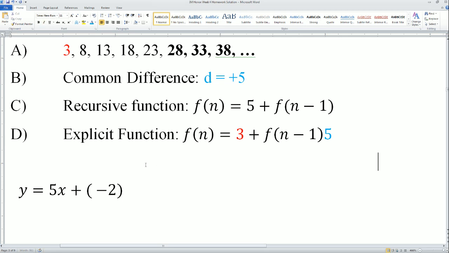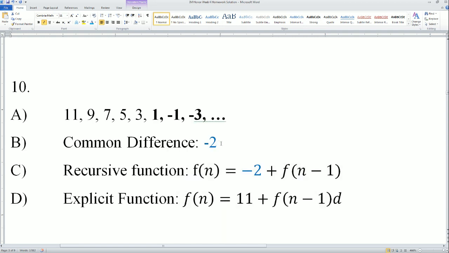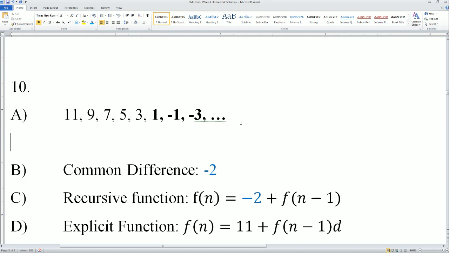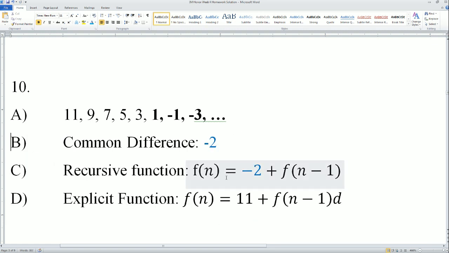But there you go. Acceptable answers are you could have it in this format or you could have it in the y equals mx plus b. Either way works. Next, here's your common difference, negative 2. Let's see if that's correct. 9 subtract 11 is equal to negative 2. 7 subtract 9 is also equal to negative 2. Just double checking, that is correct.